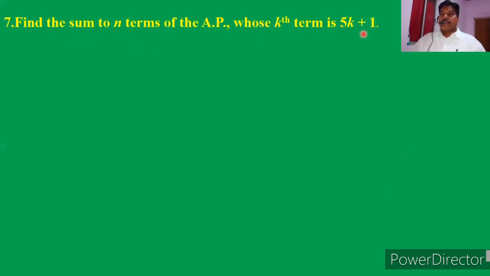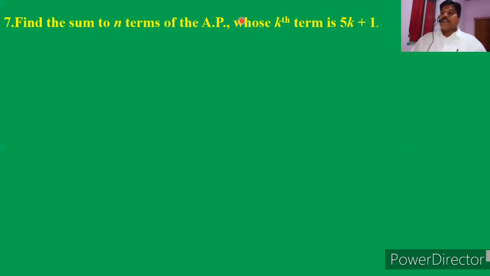See the next question, question number 7. What is question number 7? Find the sum to n terms of an arithmetic progression whose kth term is 5k plus 1. So what is the question? They have given that the kth term is 5k plus 1. They are asking what is the sum of n terms.